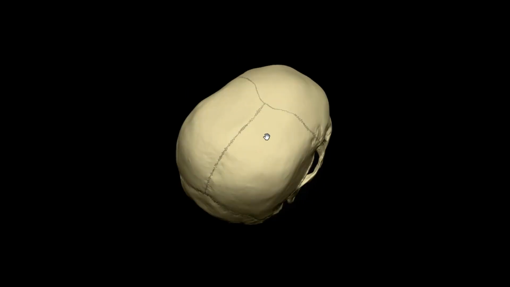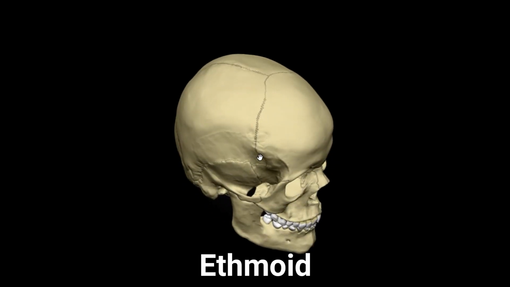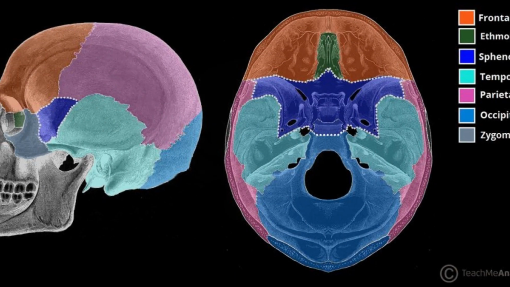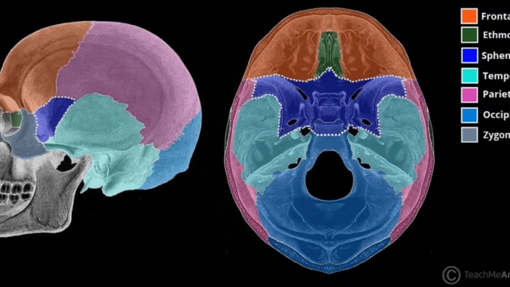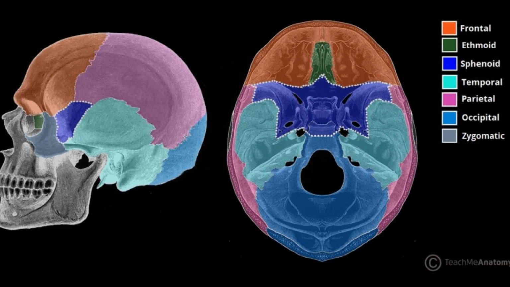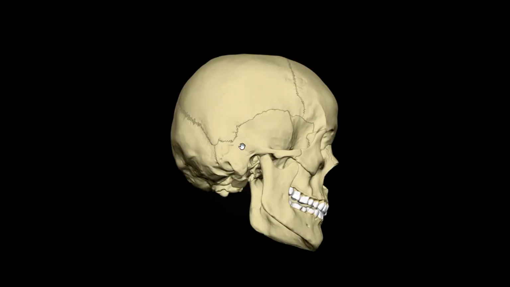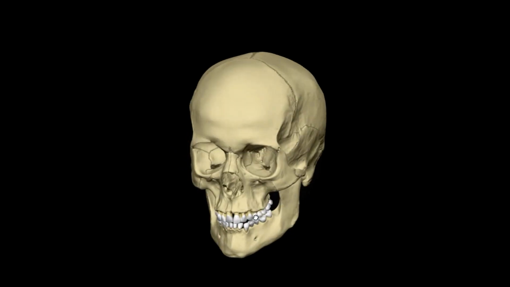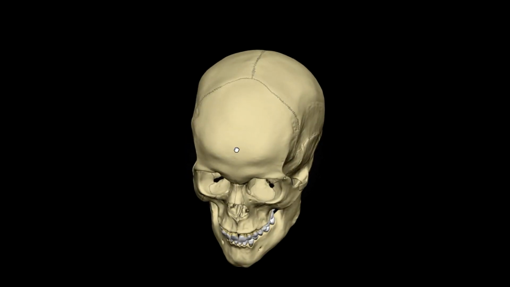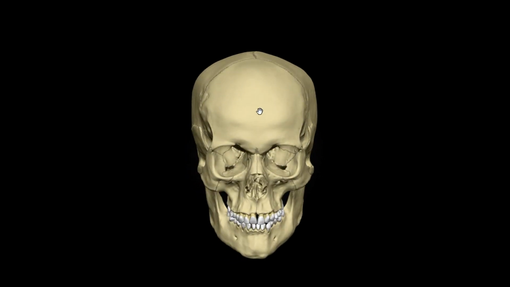Then we have the ethmoid. Ethmoid is a little difficult to show. So ethmoid is 1 in number. Then we have the sphenoid. Sphenoid is also 1 in number. Then we have the temporal bone. Then we have the occipital. Occipital is this one. This we can clearly see is 1 in number. Then we have the frontal bone, which is this one. Right here on our forehead is the frontal bone. So all the 8 cranial bones are done.